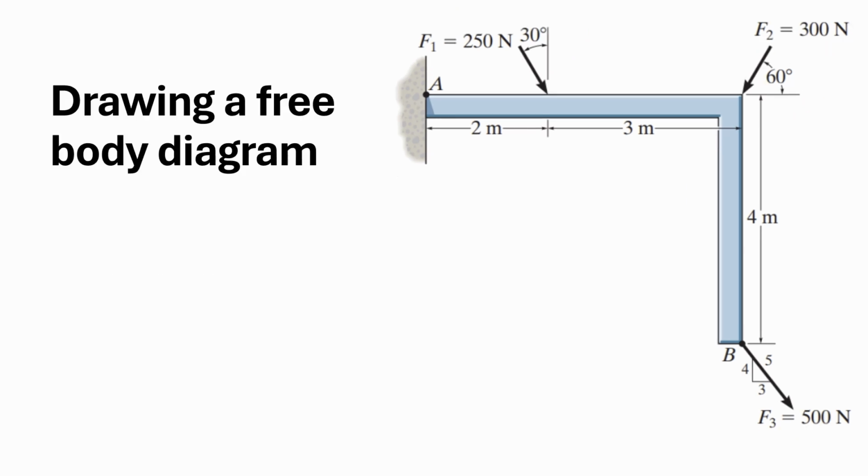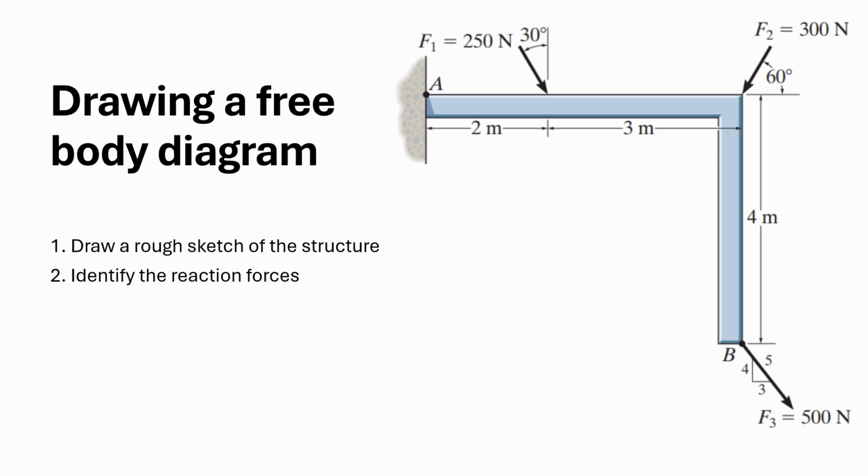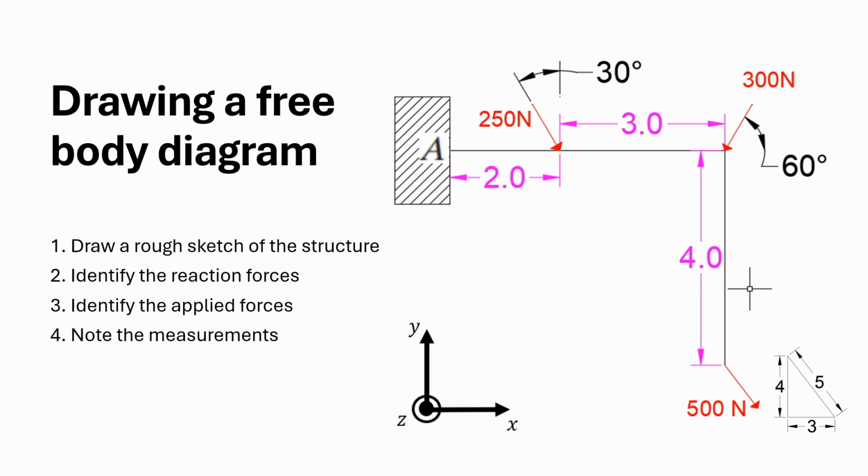So let's draw a free body diagram. It's always a good idea to draw a free body diagram when it comes to problems like this. The steps for how to draw a free body diagram are outlined below. Draw a rough sketch of the structure, identify the reaction forces, identify the applied forces, and note the measurements. As you can see, the free body diagram is provided on the right, and it highlights all the important information that we need to have when solving this problem.